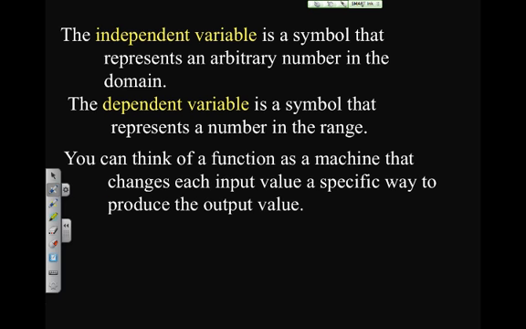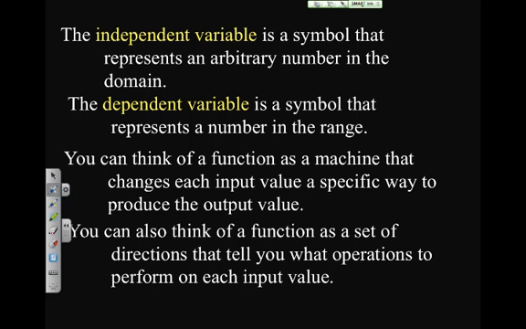Two ways we can think about a function. One way is that it is a machine that changes each input value in a specific way to produce the output value. So it's this machine that does a certain process every time. Another way we can think about it is as a set of directions that tell you what operations to perform on each input value, on each number that you put in. Either one of those, you're really thinking about the same thing, but you might be able to latch on to a different one of those descriptions depending on how you think.